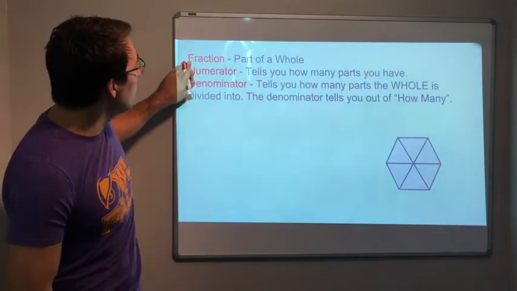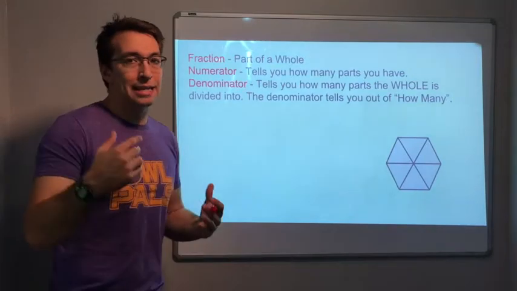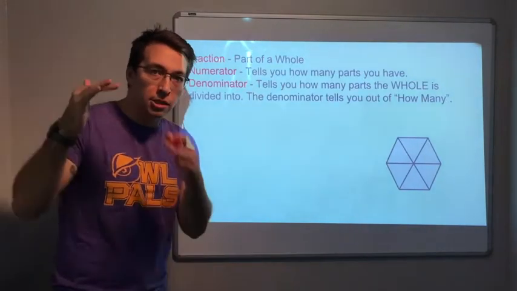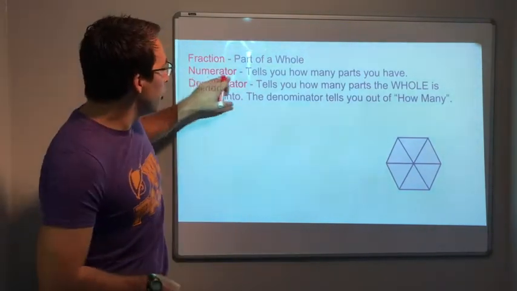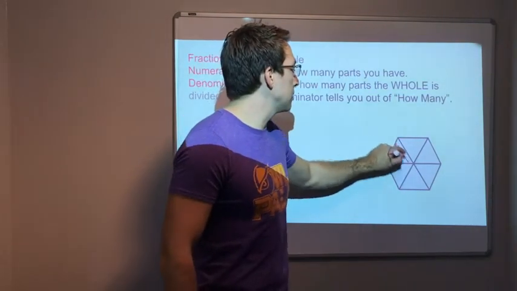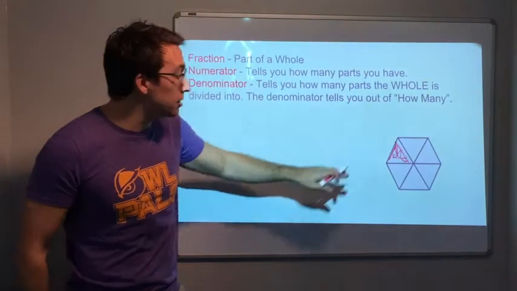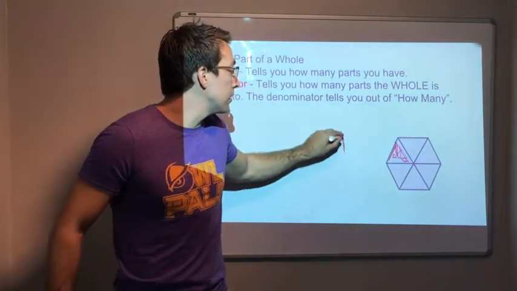We know that a fraction is part of a whole. So a fraction is not a whole number. It's smaller than a whole number. The numerator, which is the top number, tells us how many parts you have. So let's say we have one part.